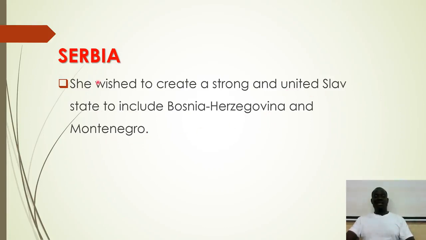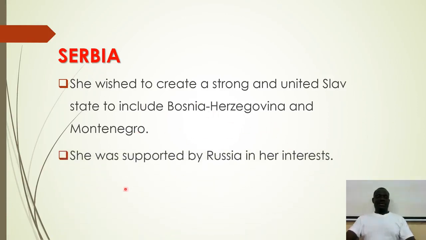So Serbia became interested in the affairs of the Balkans to say, right, it is high time we create the Slav state, a great Slav state. This one should remind you of pan-Slavism that we talked about, to say Serbia advocated pan-Slavism. All Slav people should come together and form their own nation. So she wanted Bosnia Herzegovina and Montenegro to come together with Serbia and form the Slav nation. She was supported by Russia in her interest in the Balkans. So Russia was behind Serbia.